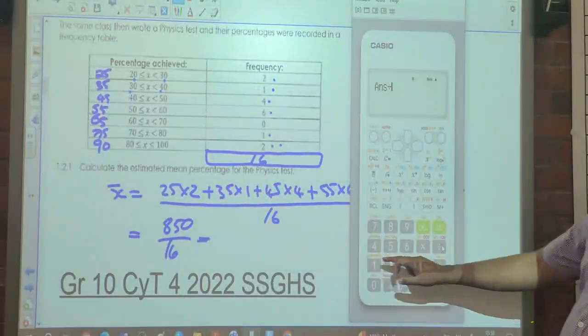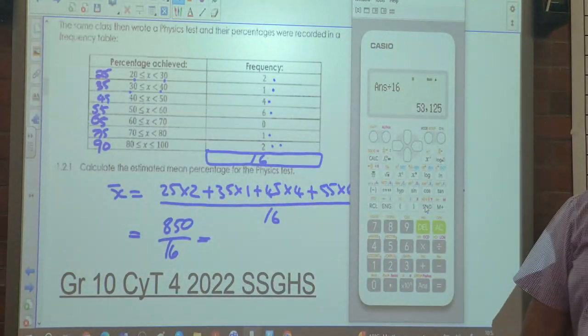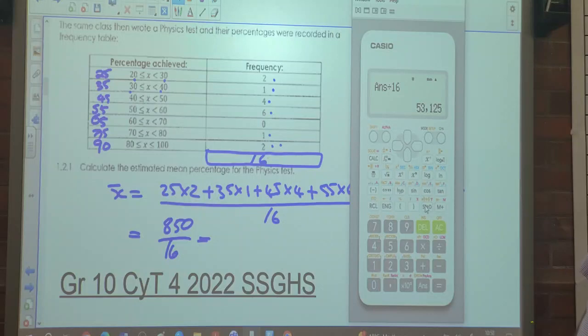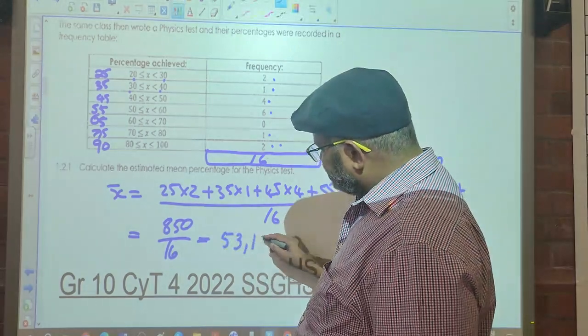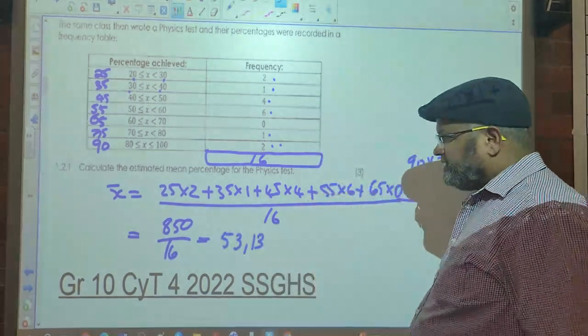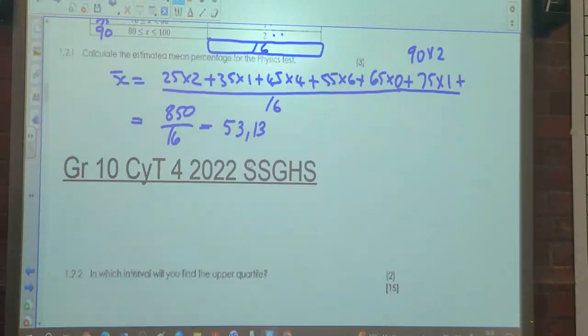So you divide by 16, 53,125. Is that correct? 53,13. Okay. So that is how we calculate the average.